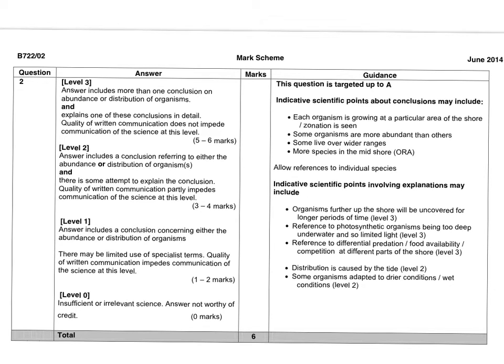on these. You can see that your answer is going to include more than one conclusion on the abundance or distribution of the organisms. And that's a key thing, and you need to explain one of these conclusions in detail, okay? So they do look at your spelling, your punctuation, and your grammar as well, but just try to keep that nice and tight. And then they look at some of your science stuff.